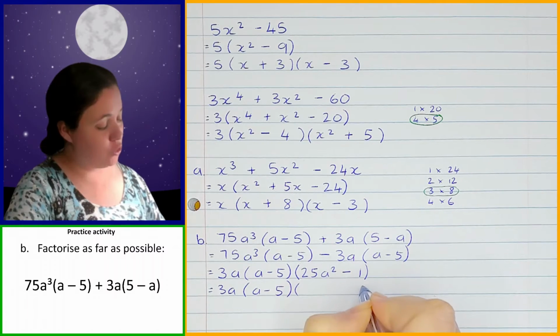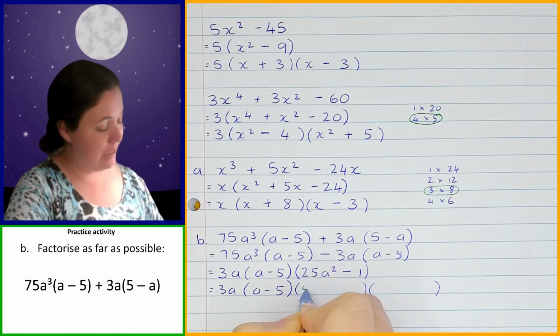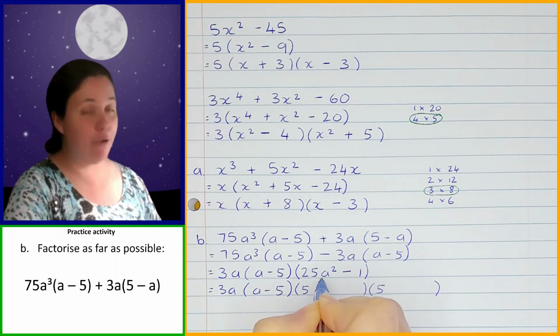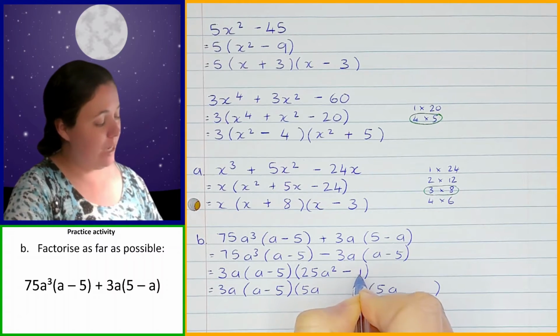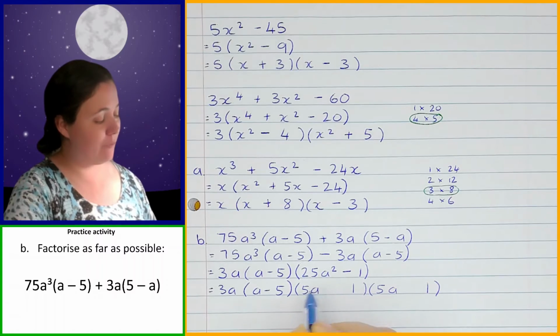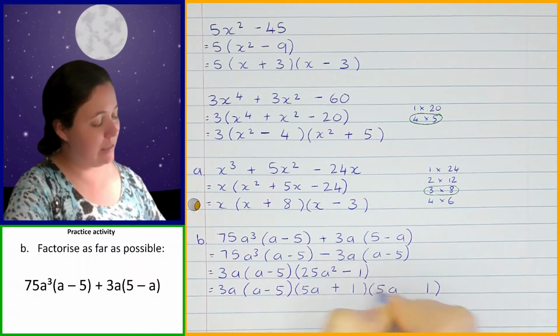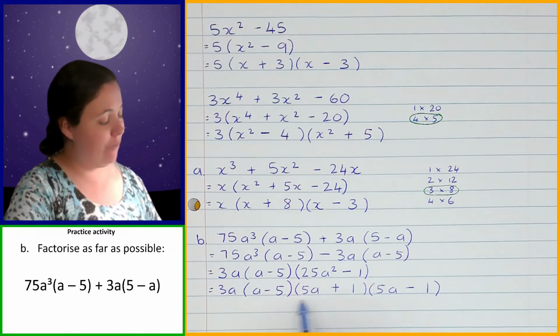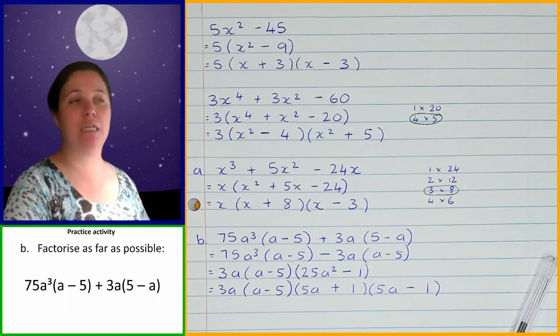So I'm going to open two new sets of brackets here. The square root of 25 is 5. The square root of a squared is a. And then the square root of 1 is 1, like that. So I've got 5a and 1 in each bracket over there. One bracket gets a plus and the other one gets a minus. Now if I check everything, I can't factorize any further. So I'm now finished with that question. So that's what we should have got for question B. Right, let's go on to question C.